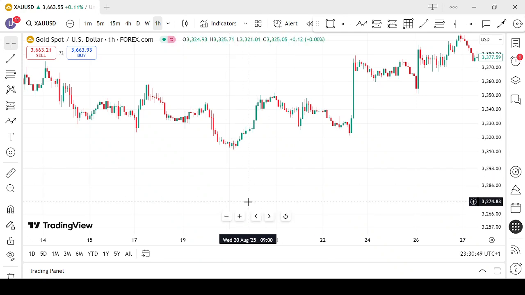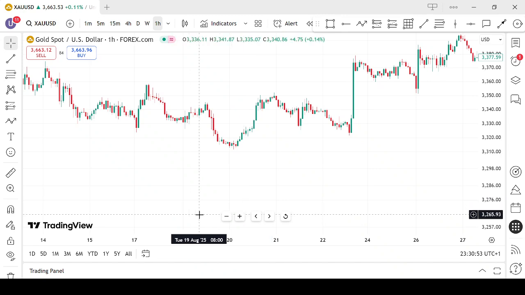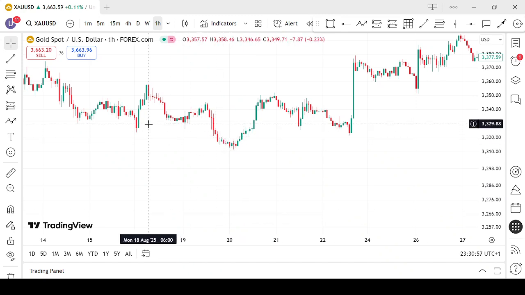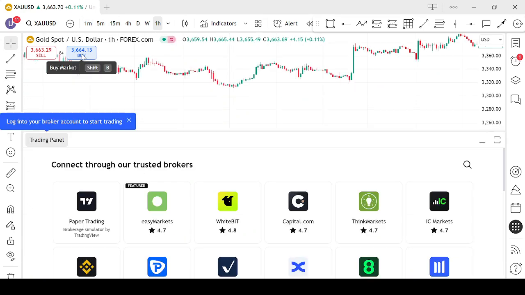So to access this, you need to pick a broker that offers clear pricing, good customer support and a reliable trading platform. You have to make sure they are regulated and they protect your investment. So these are brokers that you can use to access the gold market.